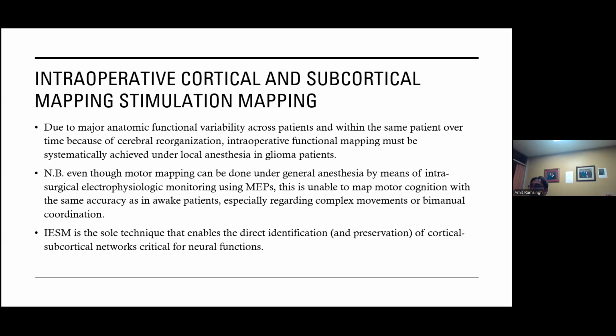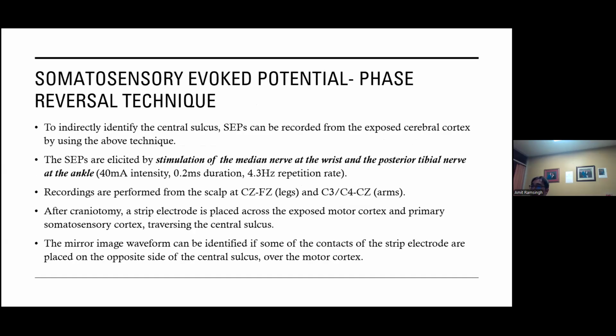IESM is the sole technique that enables the direct identification and subsequent preservation of the different cortical, subcortical neural networks critical for function. So in terms of your principles, we have the somatosensory evoked potential phase reversal technique. What this means is that this is a means of indirectly identifying our central sulcus, which would then allow us to use the different cortical techniques, as we would see a little bit later.